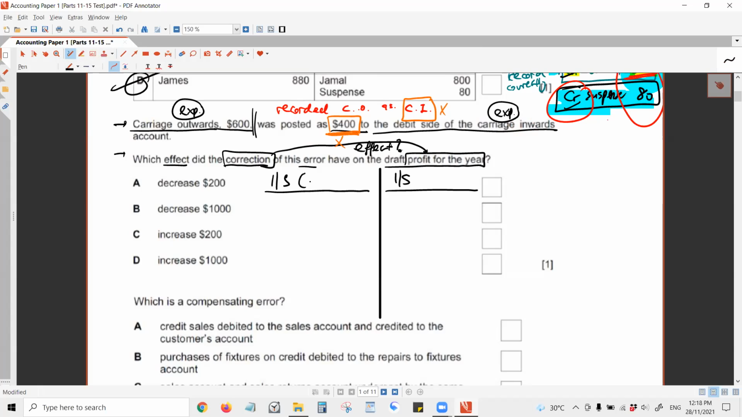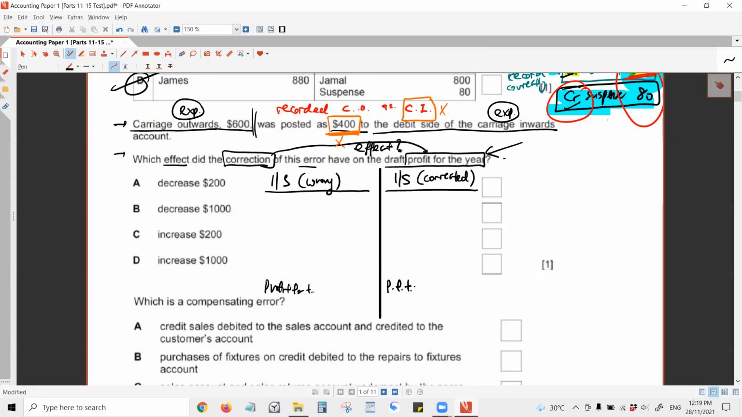This one is the one that's wrong, the one with the mistake. This one is the one that is corrected, the correct income statement. Why do I come up with an income statement? Because I need to see the effect on the profit for the year. Profit for the year is here.